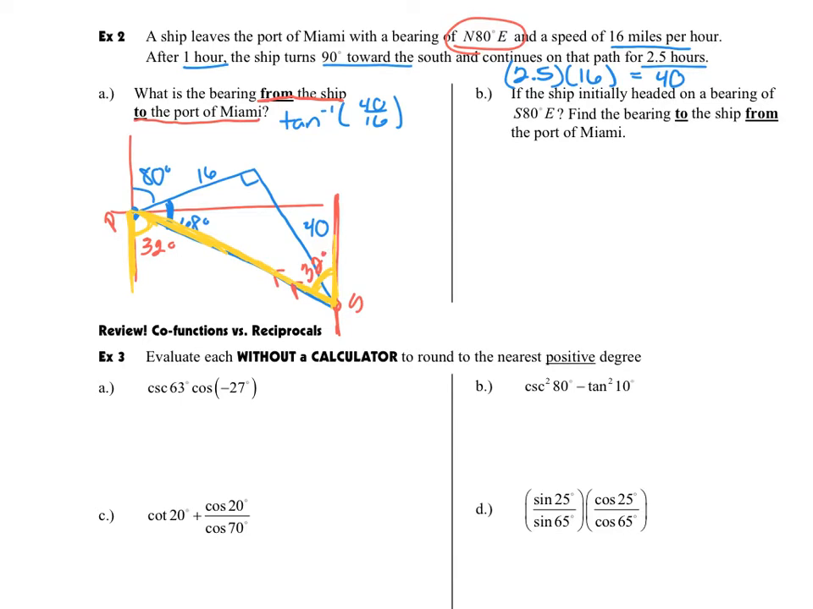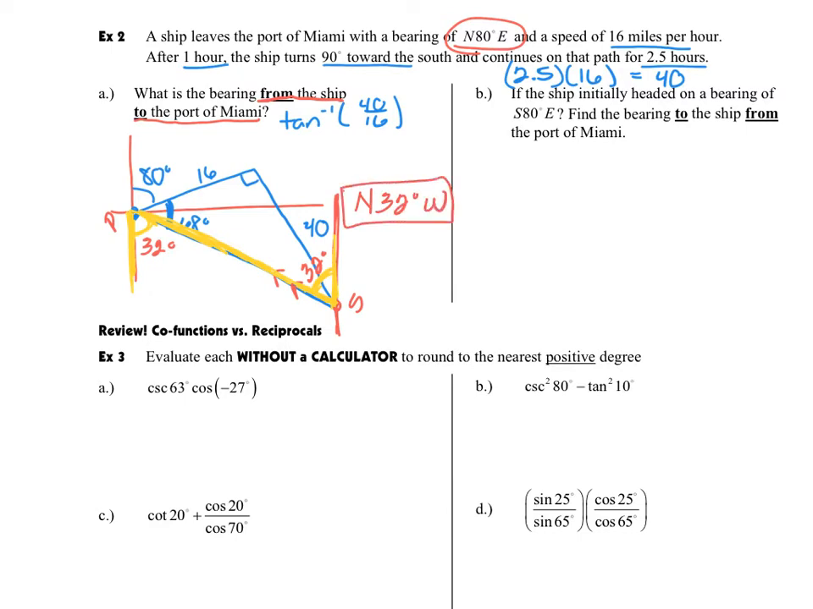So instead of saying from the port to the ship and knowing we're going in a south direction, we can see that we're going to go in the north direction and towards the west. So we can fill in our bearing pretty easily without having to do any new math, just using our geometry. So now we're going to say north 32 degrees west.